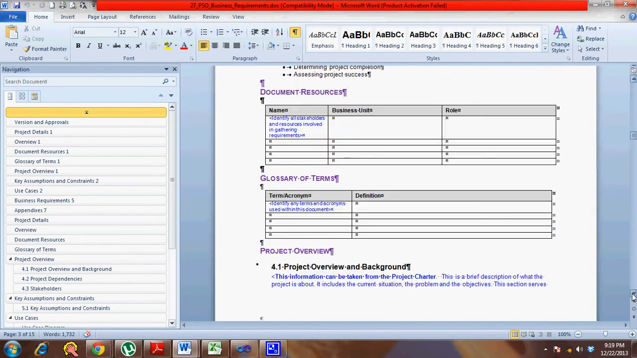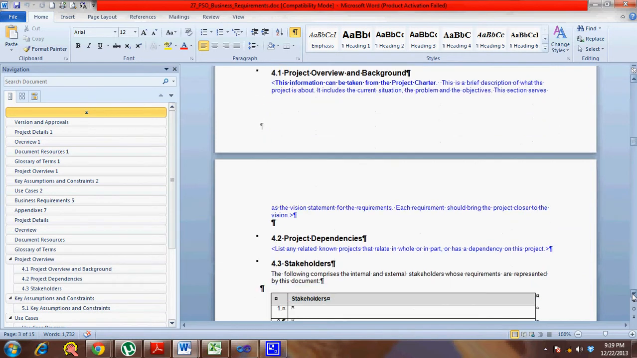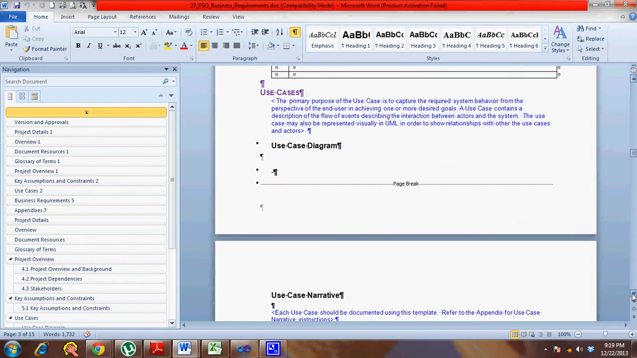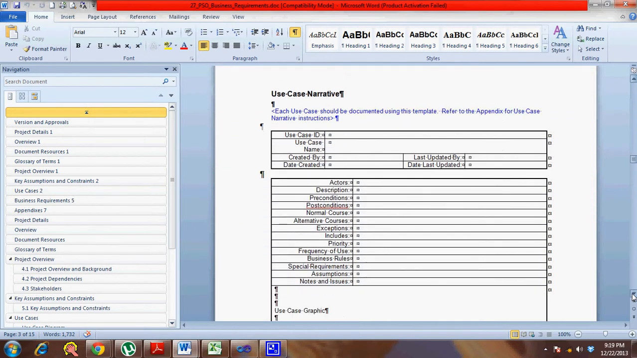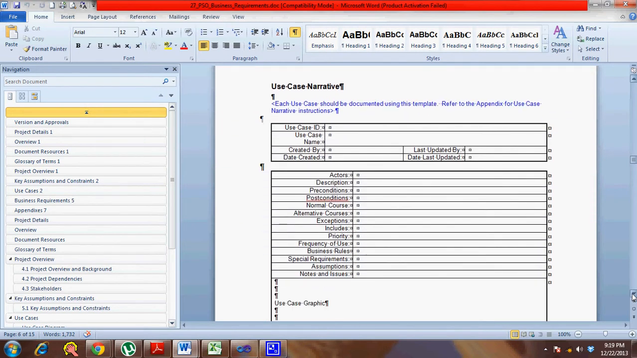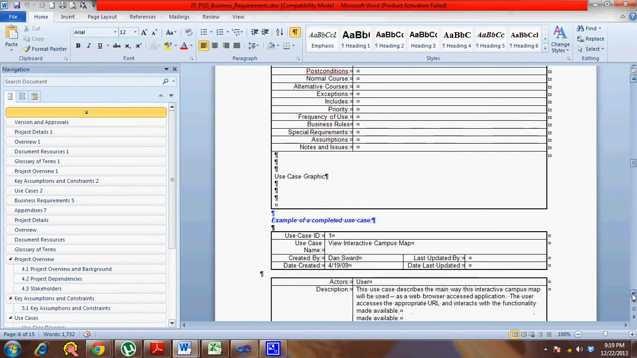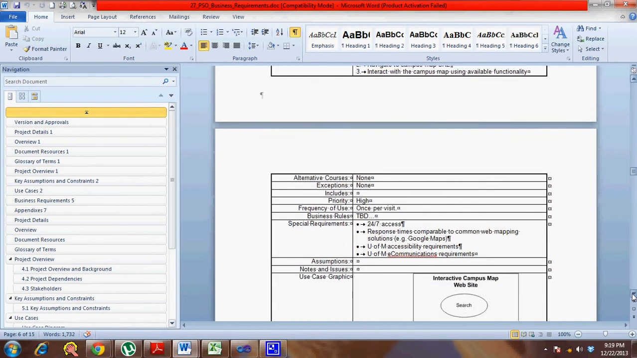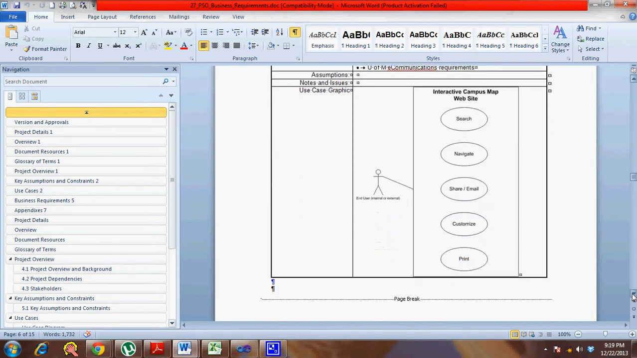So you can see project overview and background, project dependencies, stakeholders, key assumptions and constraints, and use case diagrams. You specify the actors as part of the use case, who are the users who are going to use it. Those details fall in the requirement documentation.